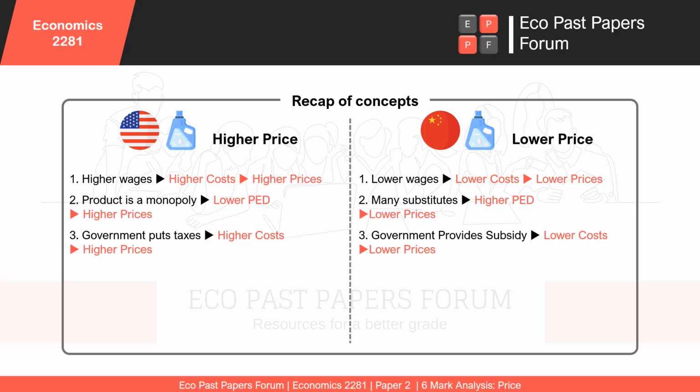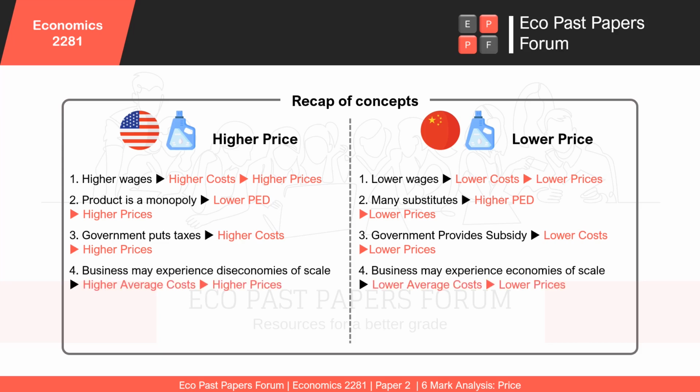Another reason could be that the government has put taxes, which has increased the cost of production in the US, which could lead to higher prices. In China, the same product could be a recipient of a subsidy by the government, which has lowered the cost of production, and the producers are able to pass this subsidy on in the form of lower prices.